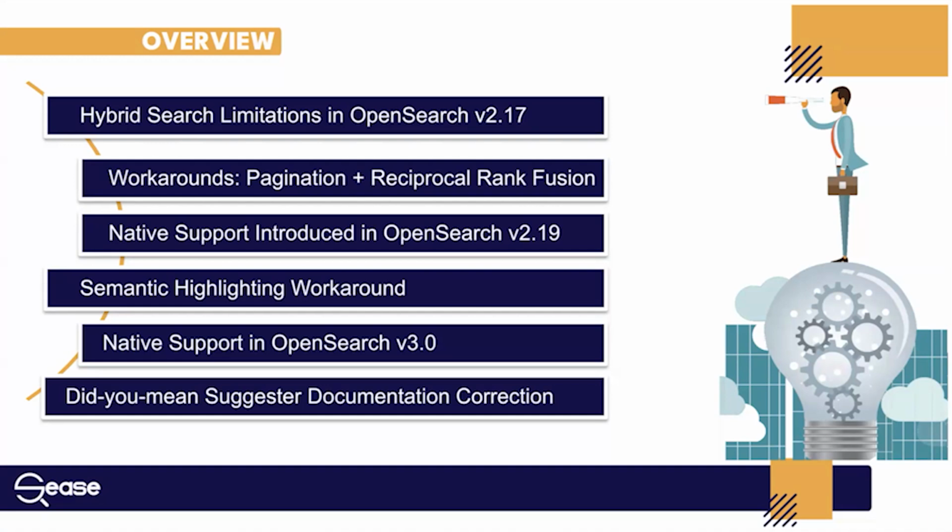I'll also talk about the semantic highlighting workaround, and the feature that was introduced recently in v3.0, and then the high-level architecture, how it works behind the scenes. The last one is just the findings about the domain suggester or phrase suggester that we found during our implementation.